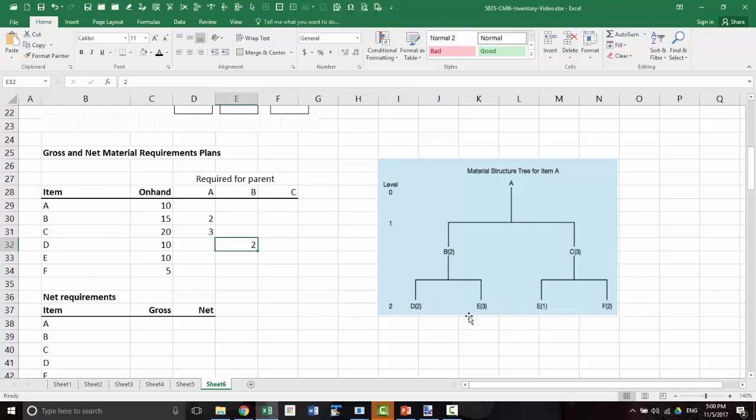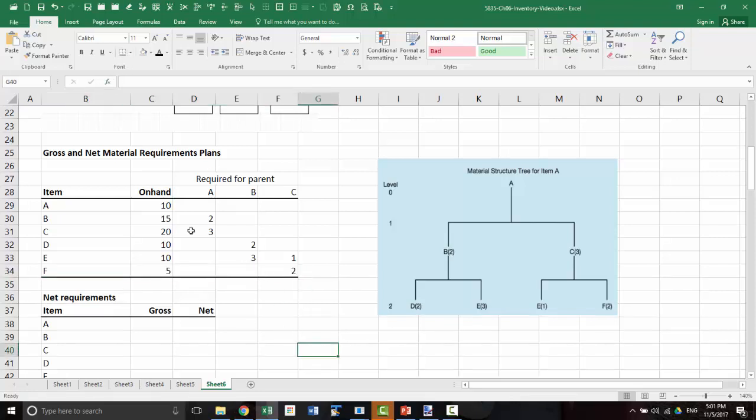Now E, you need 3 units for B and 1 unit for C. So E, 3 units for B and 1 for C. Now F is 2 units for C. That's it. It appears only one place. All right, so these are the required units. Remember, these are how many units you require for 1 unit of the parent. So now let's start with a requirement.